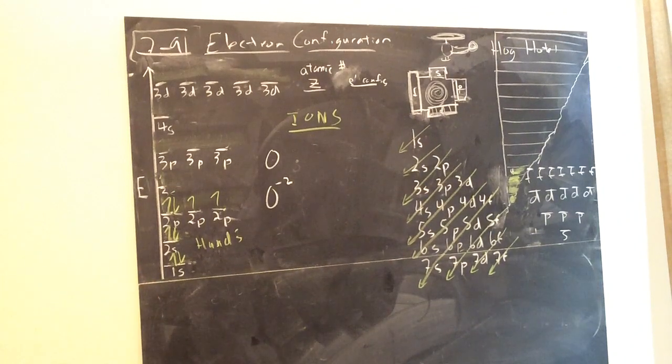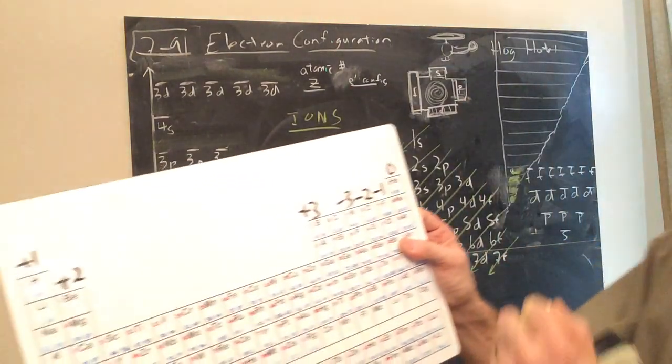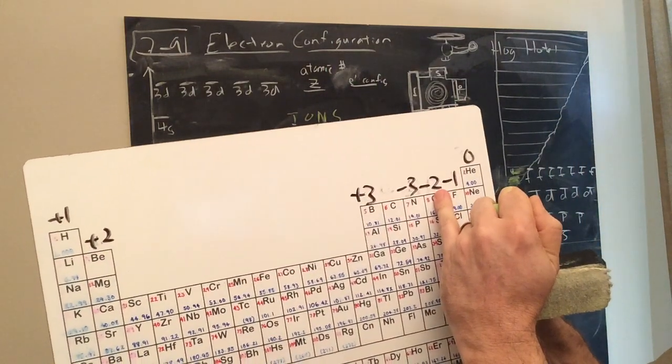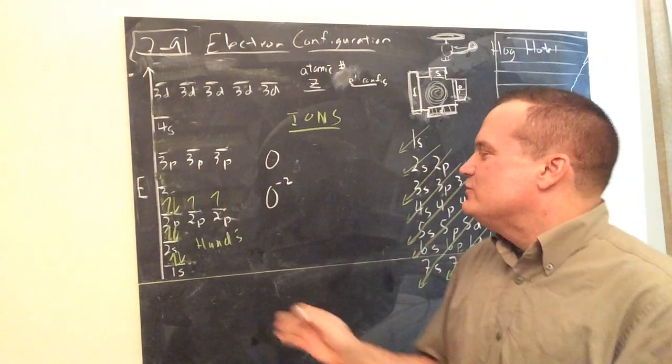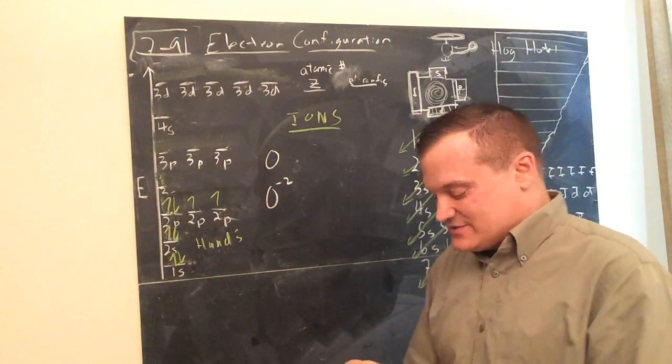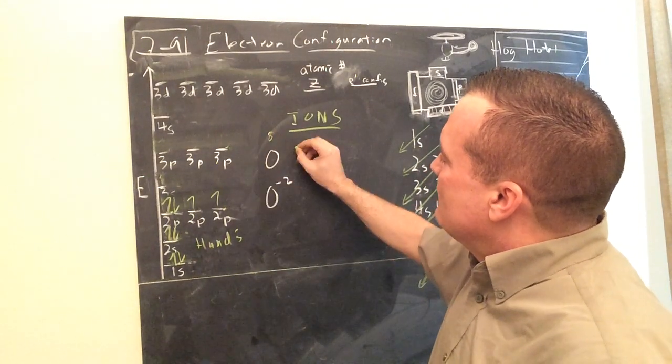I'll write them down in case you don't remember. You should know this, at least from last semester. Okay, here they are. So here are the charges. So oxygen forms a charge of -2. So what happens when you become -2? You gain 2 electrons. Okay? So normally oxygen has 8 electrons.